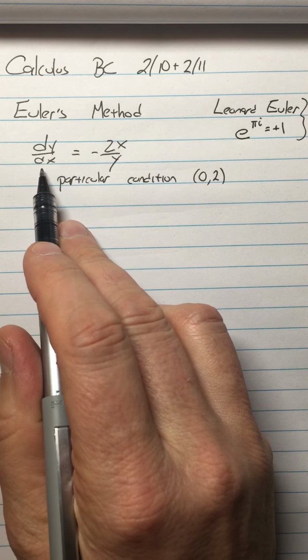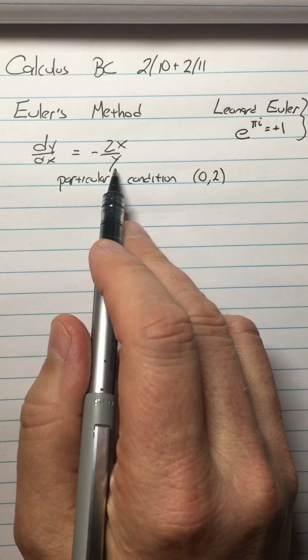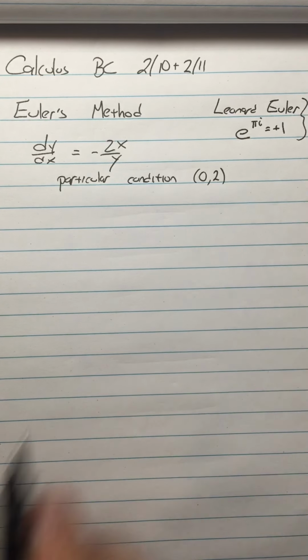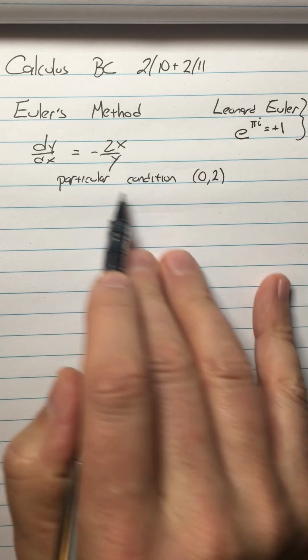We have a differential equation, dy/dx equals -2x over y. And I'm giving you a particular condition, (0, 2). Now, you could actually solve this differential equation because it's separable.